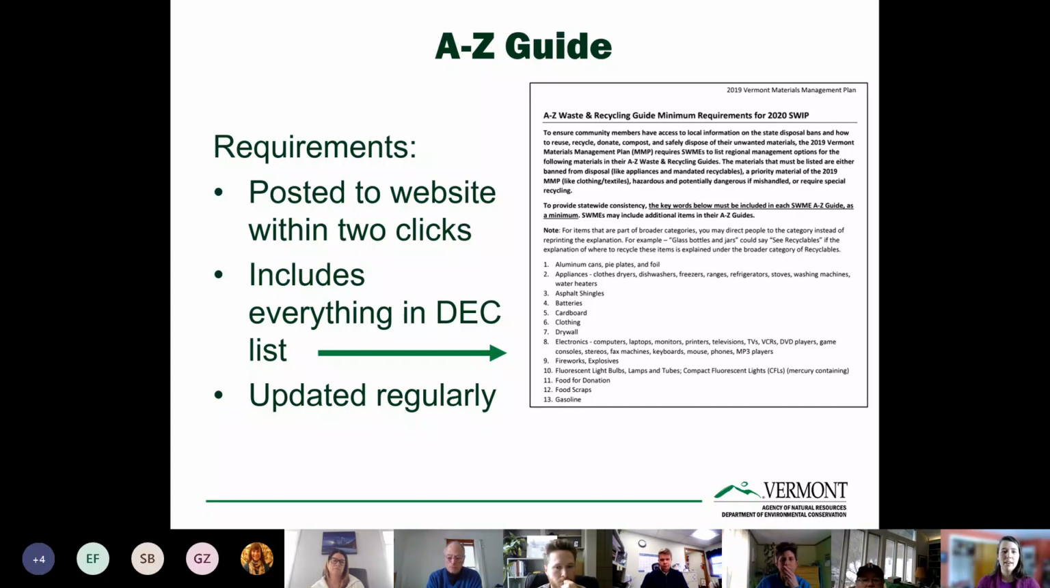So maybe you want to have a separate entry for aluminum cans, or maybe you just want to have everything in the recyclable section. And so aluminum cans says see recycling. Either of those are fine as long as all of these keywords are present on your A to Z guide. And of course, this should be updated regularly.